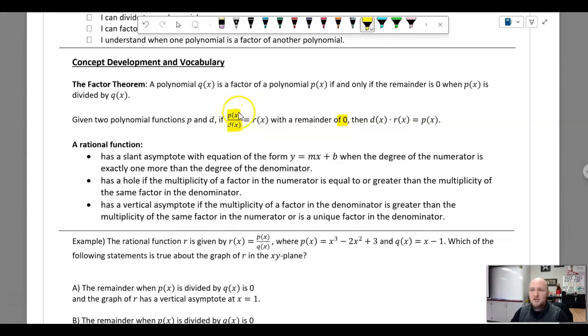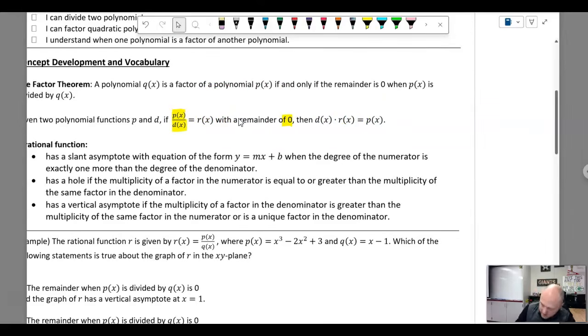And so like imagine a trinomial here, and if you broke down that trinomial, it'd be divided by one of its factors. Well, if you divided those, you would get a remainder of 0, okay? Now, furthermore, I can take this and multiply times the quotient, and that will give me back p of x, okay? And so I'll put this in plain terms here.